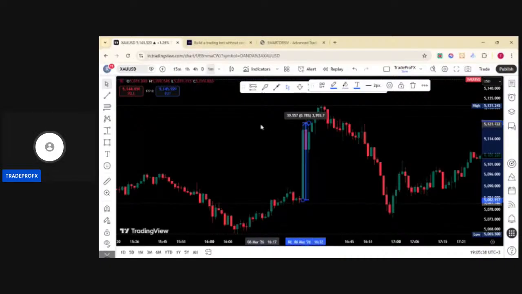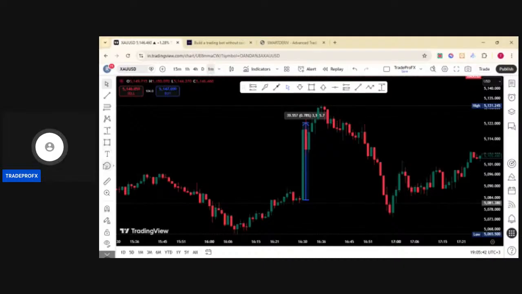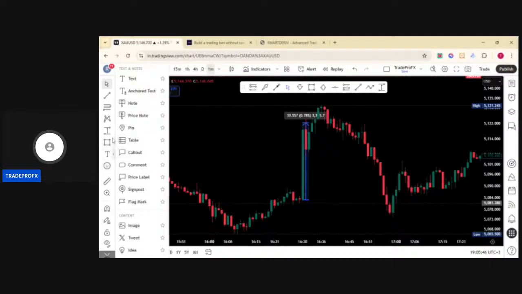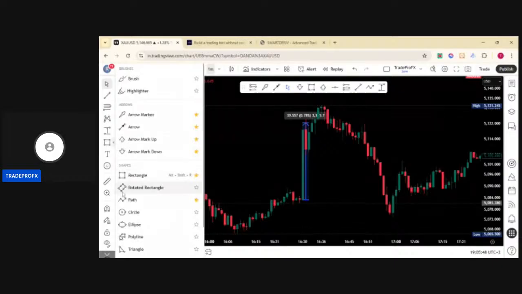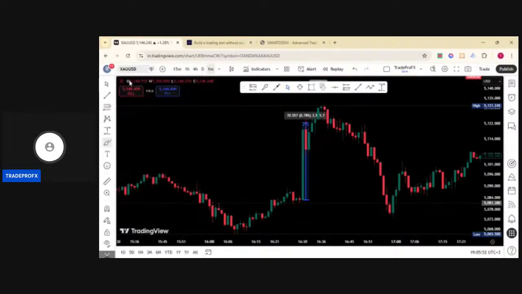you are given. So basically you need to know that when it comes to a candlestick, there is something we call the OC. Let me pick the brush here. There is something we call the OHLC.